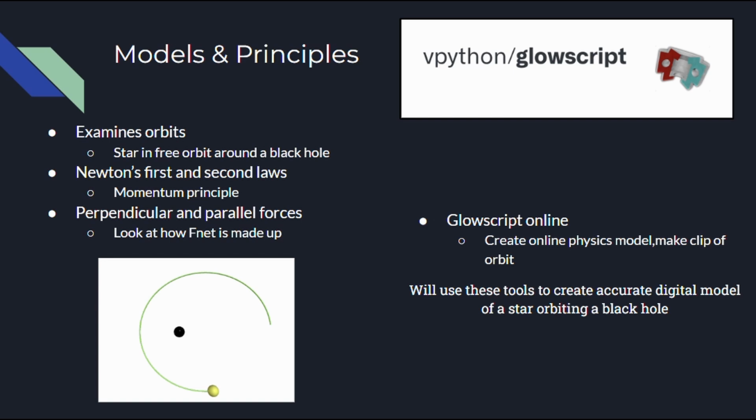This will look at Newton's first and second laws, which is the momentum principle, and then perpendicular and parallel forces, because we're talking about circular motion. And for this lab, I will be using GlowScript, Web VPython. We're going to use these tools to create an accurate digital model of a star orbiting a black hole.